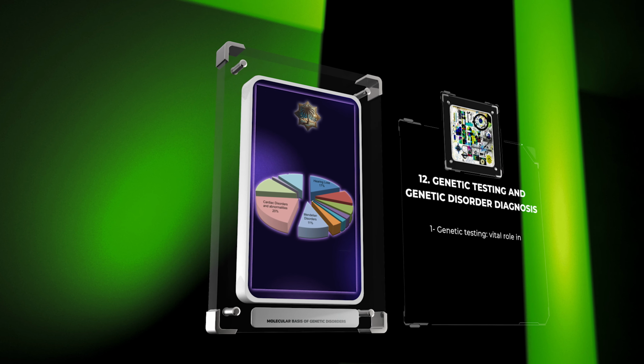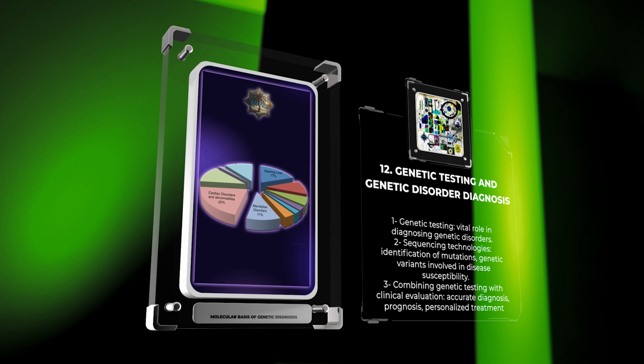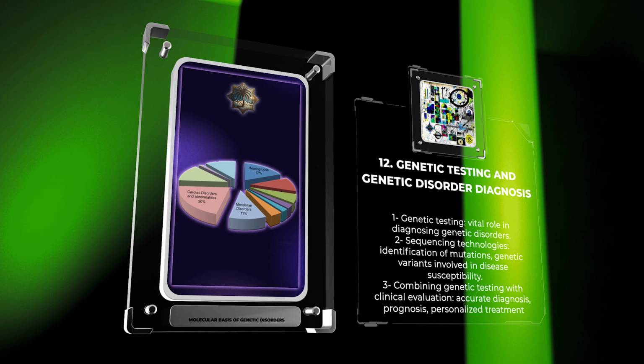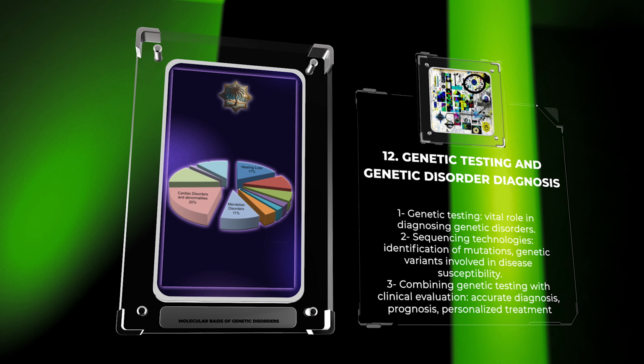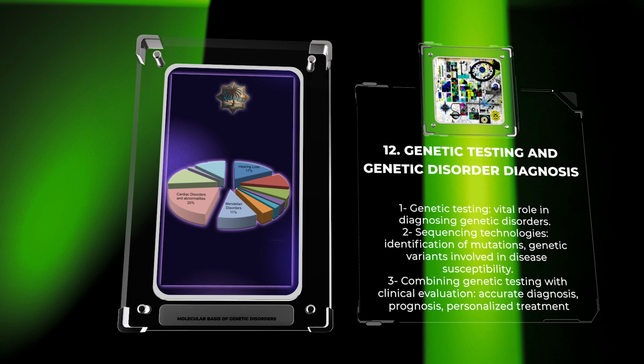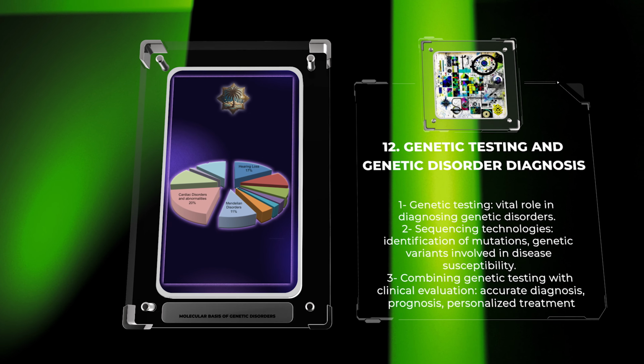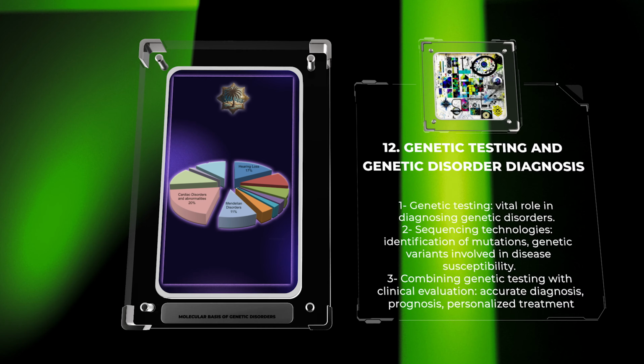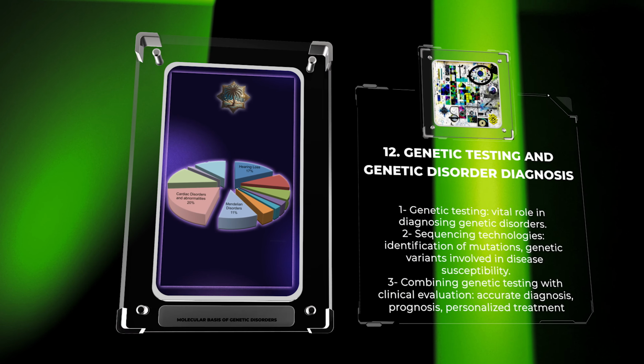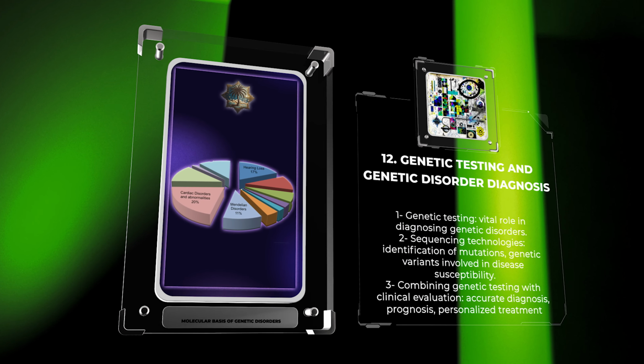Finally, genetic testing plays a vital role in diagnosing genetic disorders. Advances in sequencing technologies have enabled the identification of mutations and genetic variants involved in disease susceptibility. Combining genetic testing with clinical evaluation helps in accurate diagnosis, prognosis, and personalized treatment strategies.